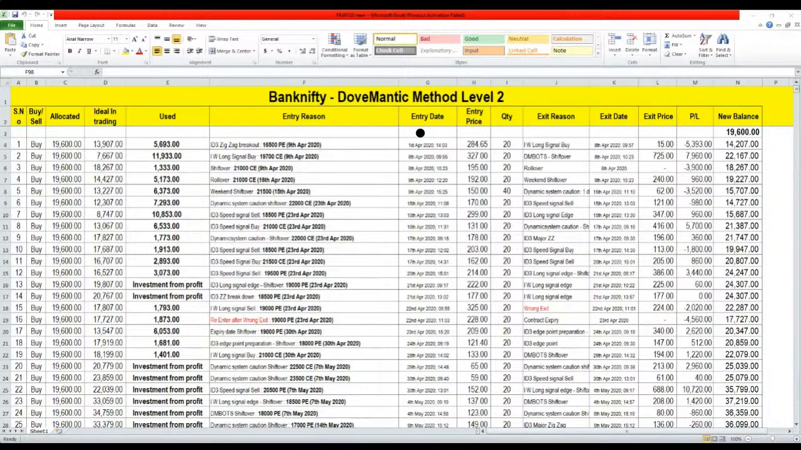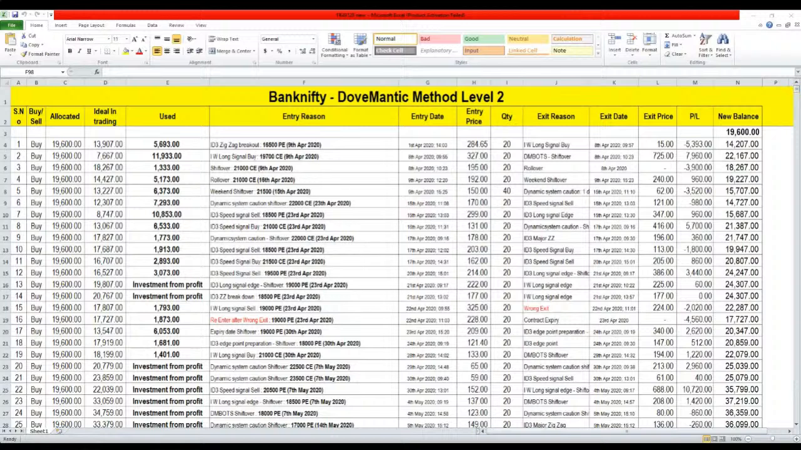All right. But then you can see here, with a 19,600 allocation, I have not invested the complete capital in every trade. I have used only 5,693 in the first trade. It means 13,907 rupees is still idle money out there. And then you can see the entry price, the quantity, the exit date and time, exit price, P&L, and the balance. Complete details are mentioned here.